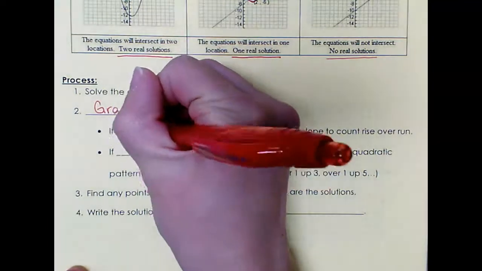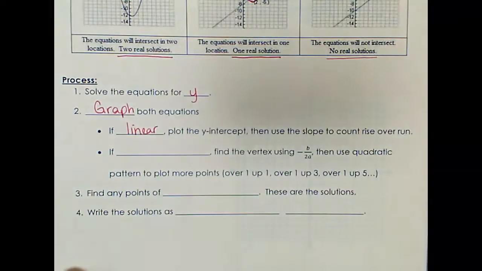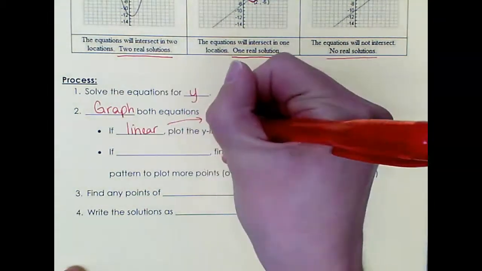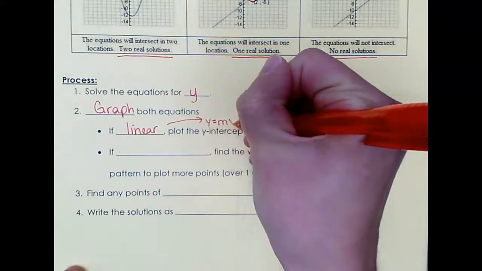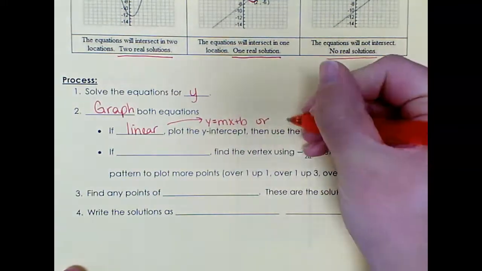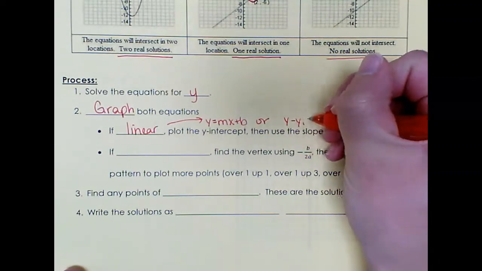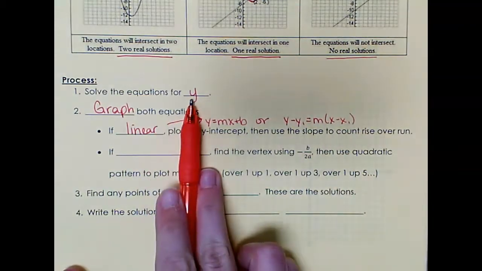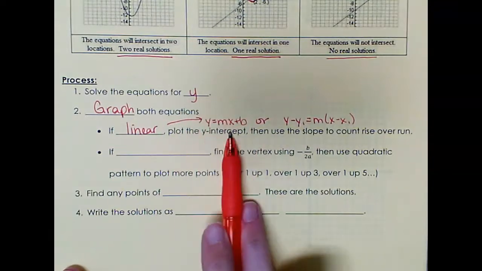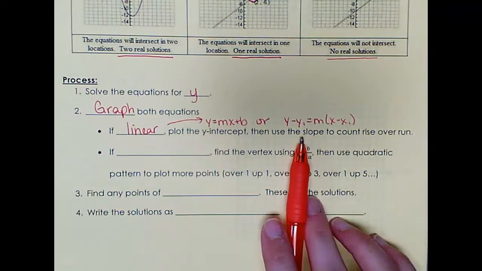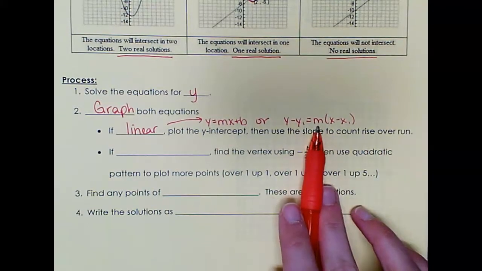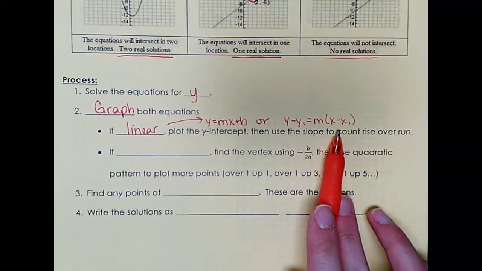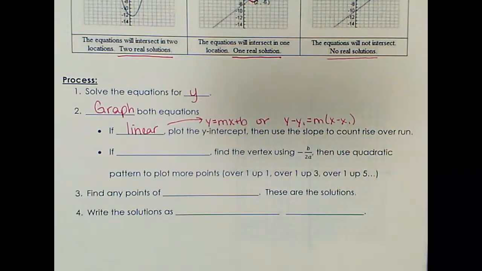If your equation is linear, then you want to plot the y-intercept and then use the slope to count rise over run. Your linear equations will look like slope-intercept form, y equals mx plus b, or they may look like point-slope form, y minus y1 equals m times x minus x1. Now granted, if you solve for y in your equation, you're going to end up getting slope-intercept form, but it's possible that you might have point-slope form to start out with. If you can identify point-slope form, then you might be able to just graph your equation as is. So if your equation is linear, plot your y-intercept and your points from your slope.